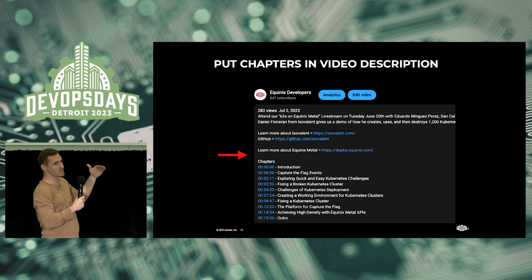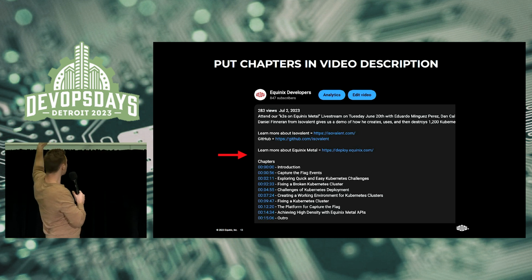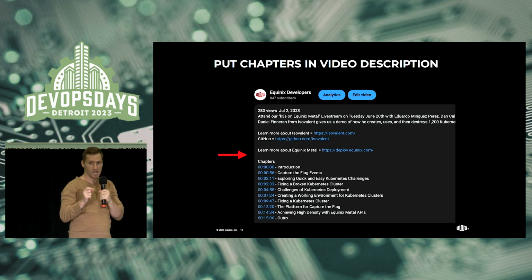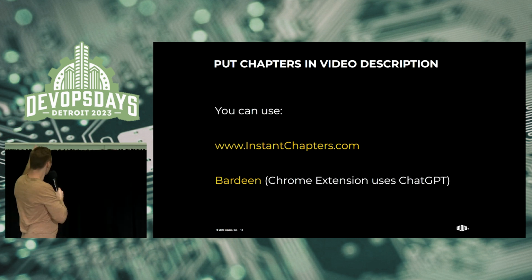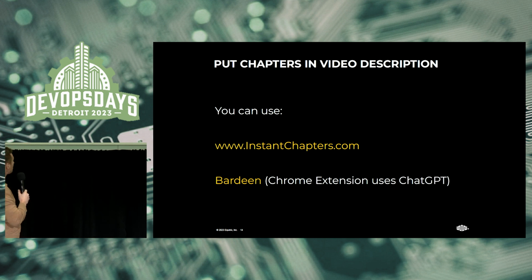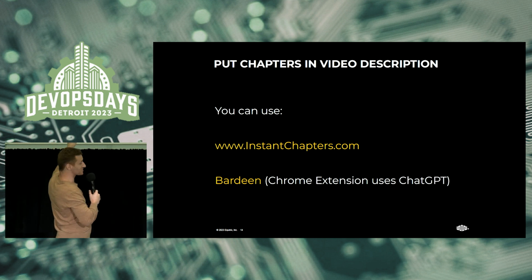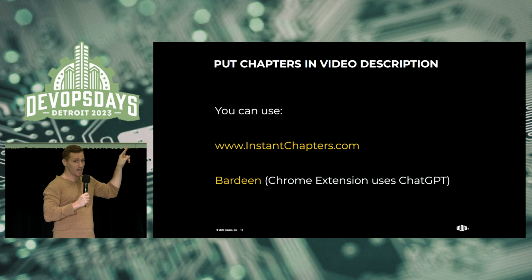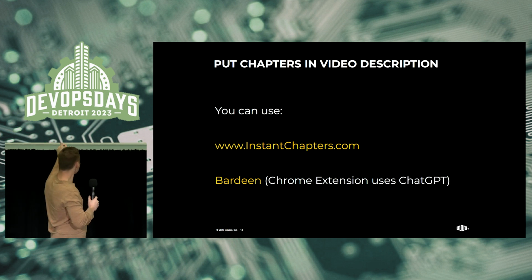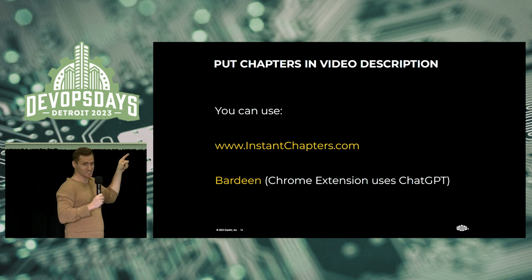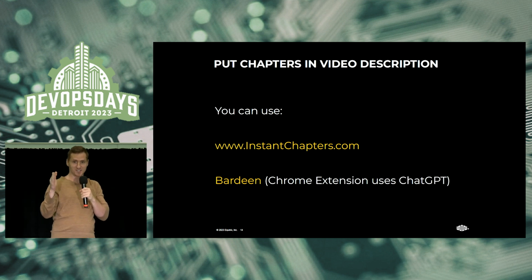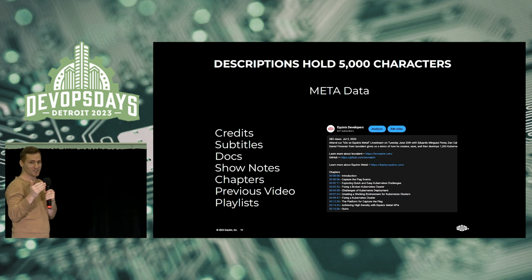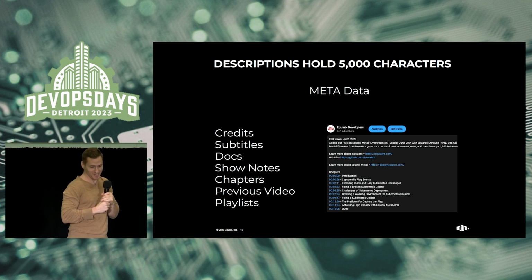Within the video, once you upload it, you can put chapters in the video. They're basically just time codes that hyperlink the exact time frame within the video. Put chapters in your video. If you don't want to do it manually, you don't have to. You have two options. You can go to instantchapters.com, which is like $9 a month. Or you can use Bardeen. It's a free Chrome extension that uses ChatGPT that just watches your subtitles SRT files, and then it can throw chapters into your video within a few seconds.